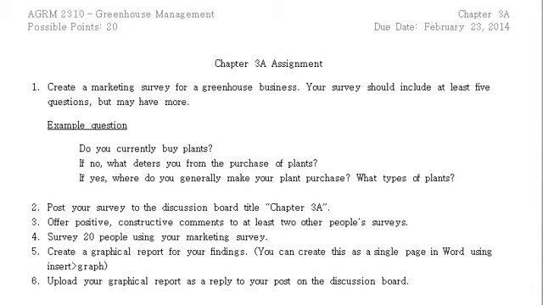Then you want to upload those graphical reports as a reply to your post so that everyone can see what the results were. We want to have this done by February the 23rd, because when we go into next week's assignment, you'll want to have those results posted so everyone could have seen them. If you have any questions, please either post to the discussion board for general questions or send me an email. I encourage you to get started early this week, because if you're going to survey 20 people, you obviously can't wait until the night before the assignment is due.